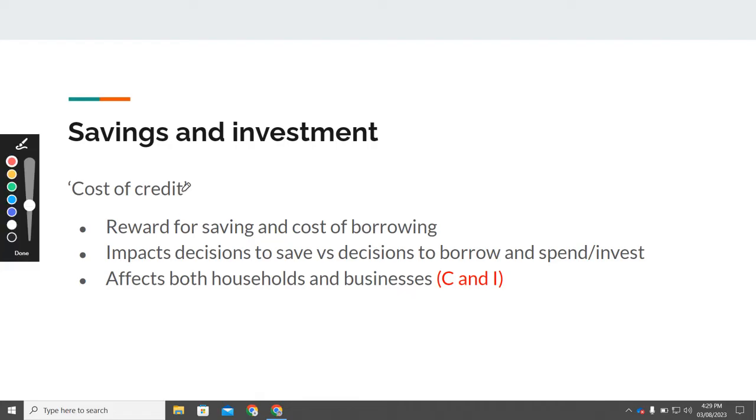The first one is probably the way that we've been thinking about interest rates up until this point in the course. It's the savings and investment channel, also known as the cost of credit. It's really about the reward for saving and the cost of borrowing. So if there's a change in interest rates, it affects the reward for saving and the cost of borrowing, and therefore the decision to save and the decision to borrow and spend or invest, depending on whether you're a household. So it affects both businesses and households, but the key thing here is this is really about the decision to take on new debt or to save money that you have or spend.